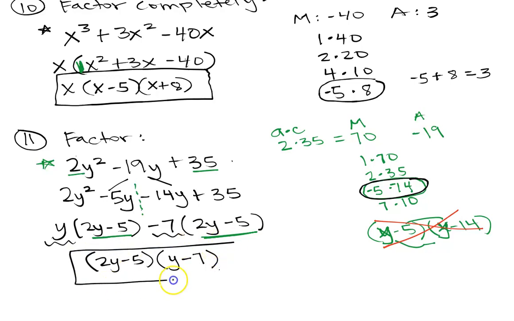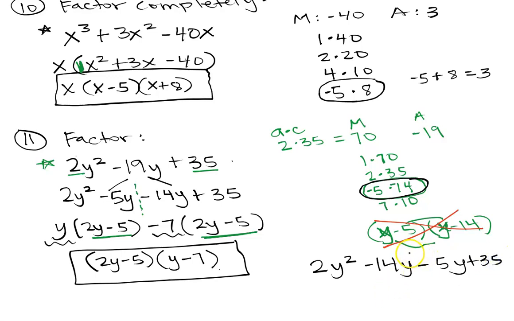So all of this, I have a quick question. What if you were to swap the place of the 5 and the 14? Yeah, it actually doesn't matter. So 2y squared minus 14y minus 5y plus 35. So let's see what happens here.